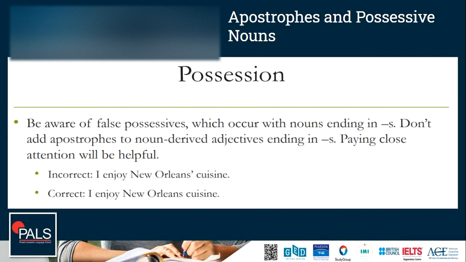Be aware of false possessives, which occur with nouns ending in S. Don't add apostrophes to noun-derived adjectives ending in S. Pay close attention, and it will be helpful. So read properly and try to understand. For example, I enjoy New Orleans cuisine. Actually, New Orleans cannot own a cuisine. It's impossible for that to happen because a cuisine is not a property. So New Orleans is a noun-derived adjective describing the cuisine, labeling the cuisine, so we don't need an apostrophe there.